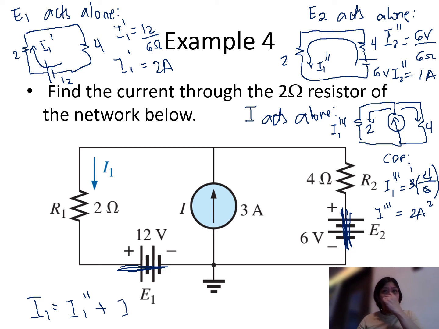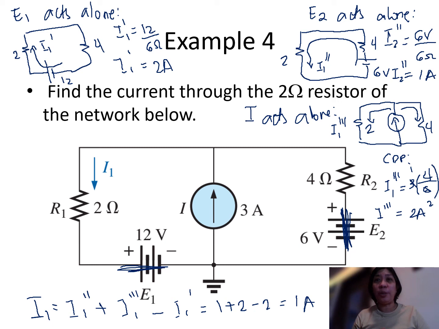So why do we add them? Because they share the same direction. And then we subtract I1 prime because it flows in the opposite direction. So we have 1 plus 2 minus 2 is equal to 1 ampere. So this is how we solve using the superposition theorem.